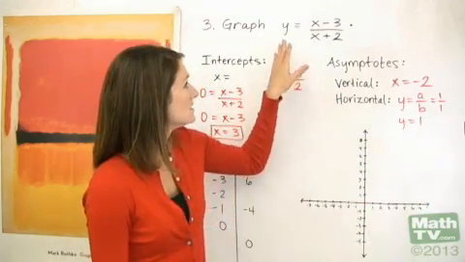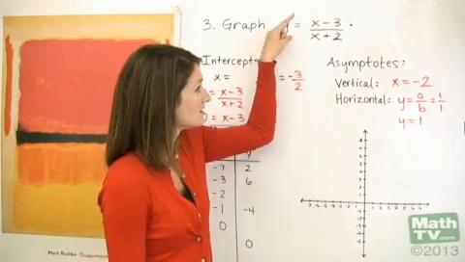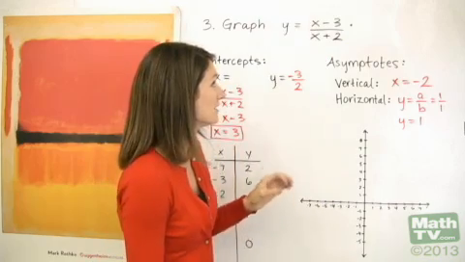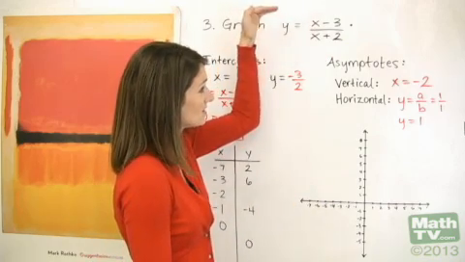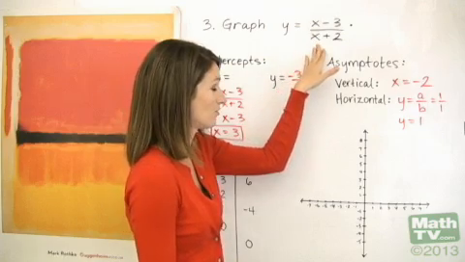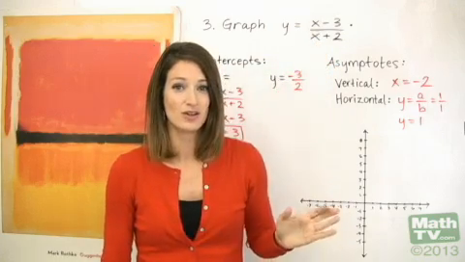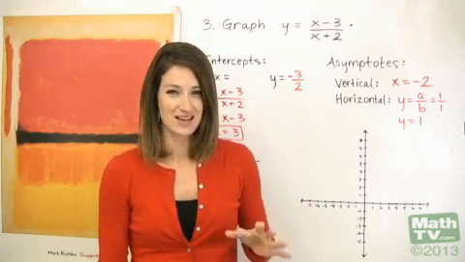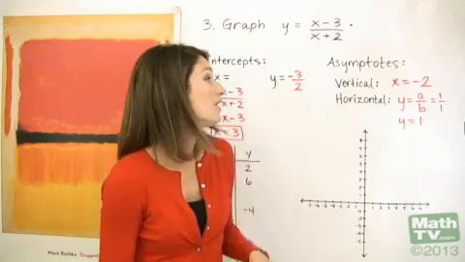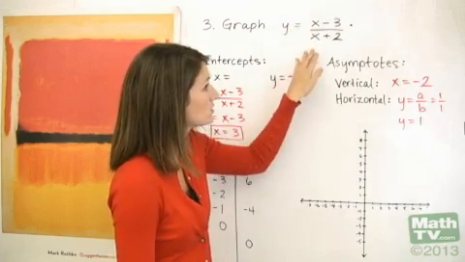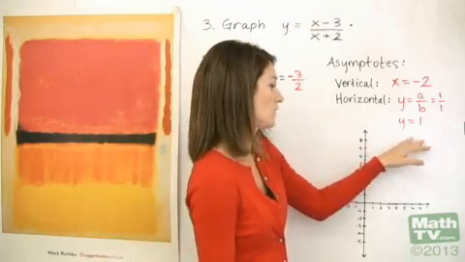Now, if we were to be dealing with a function that has differing degrees when we compare our polynomials, then that means that if the degree in the top polynomial is less than the degree in the bottom polynomial, then your horizontal asymptote will be the x-axis. And we'll take a look at that in our next example. But for now, our horizontal asymptote for this function here, where the degrees are equal, is y equals 1.